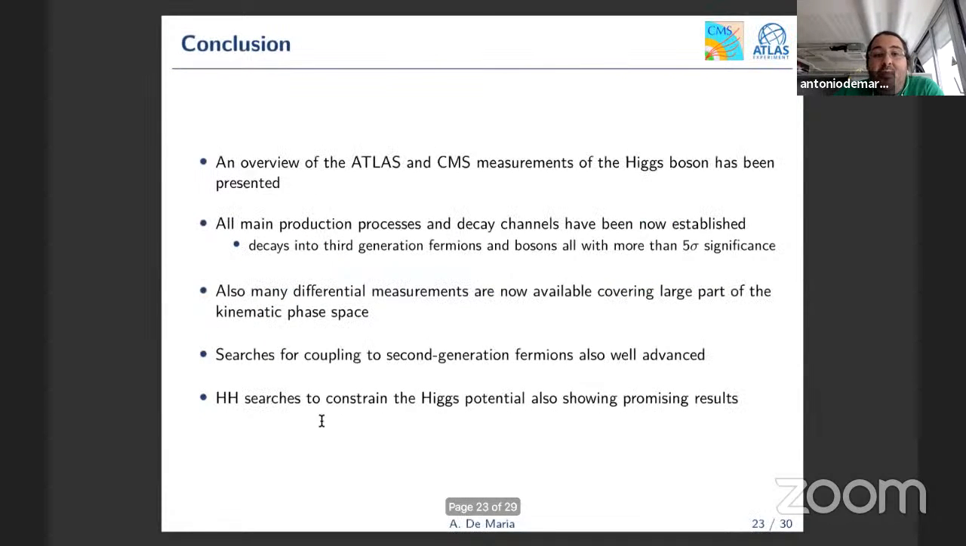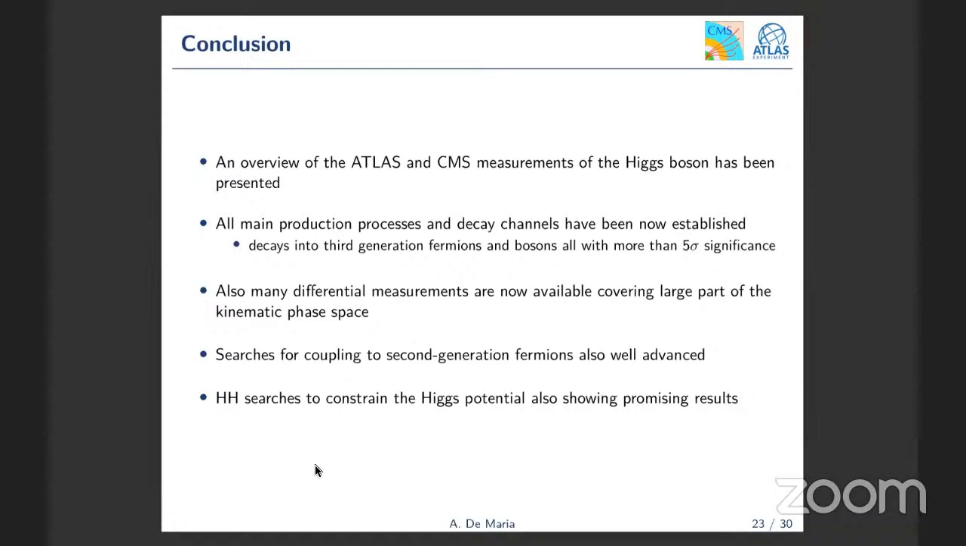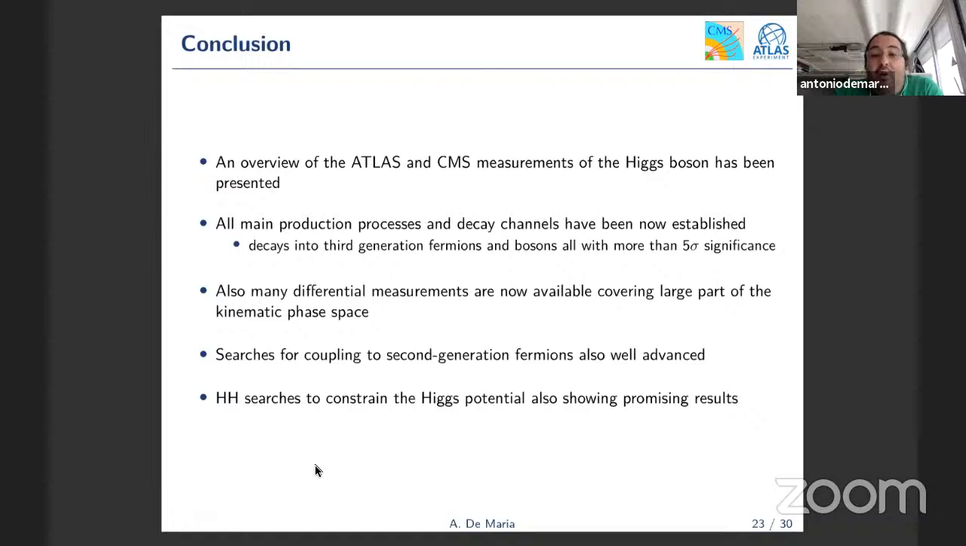So, going to conclude, I have just shown you an overview of the ATLAS and CMS measurements of the Higgs boson. All the main production processes and decay channels have now been established. We observed, for example, the third generation fermions and bosons, all of them with more than 5 sigma of significance. Now our attention is going to the second generation of fermions, so H to cc and H to μμ. We also have many different differential measurements, which cover a large part of the kinematic phase space. And last but not least, we have quite promising results from the Higgs searches. That's all, and thanks a lot for your attention.